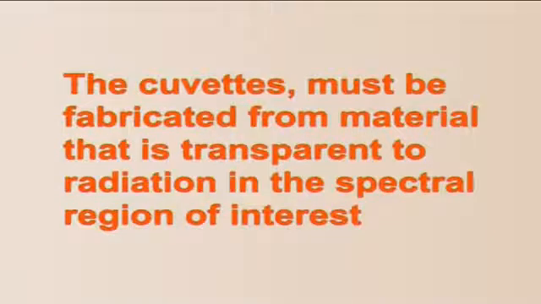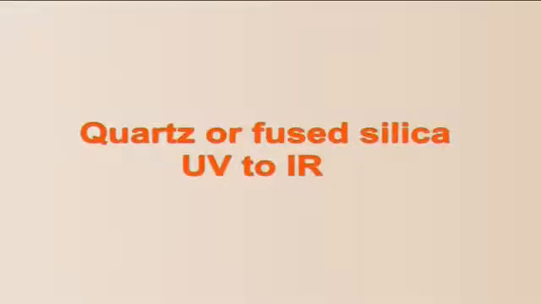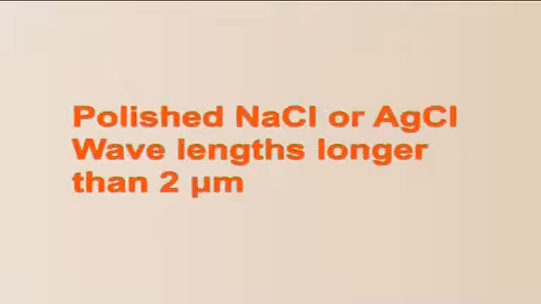Cuvettes, also called cells, are provided in pairs that have been carefully matched to make possible the transmission through the solvent and the sample. The cuvettes must be fabricated from material that is transparent to radiation in the spectral region of interest. The commonly used materials for different wavelength regions are quartz or fused silica for UV to IR, silicate glass above 350 nanometers to IR, plastic for the visible region, and polished sodium chloride or silver chloride for wavelengths longer than 2 micrometers.